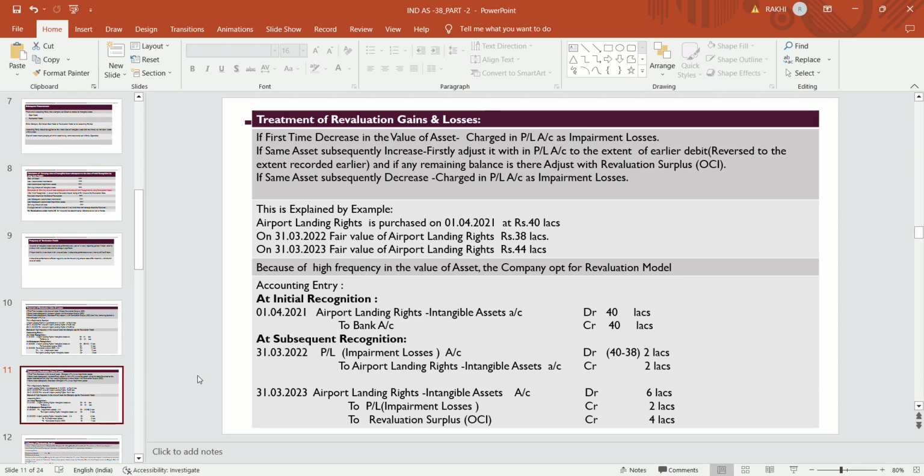Again, on 31st March 2023, the fair value of the airport landing right becomes 44 lakhs. So it has increased from 38 to 44 lakhs. So the airport landing right is to be increased by 6 lakhs. So 6 lakhs is to be debited, and we will adjust with the impairment loss which was created earlier, to the extent of 2 lakhs. Up to 2 lakhs we will adjust with P&L impairment loss, and the remaining is to be transferred to revaluation surplus, OCI, 4 lakhs. So airport landing right intangible asset account debit 6 lakhs, to P&L impairment loss which we had created earlier 2 lakhs, to revaluation surplus credit 4 lakhs.